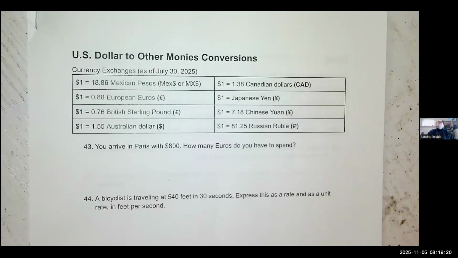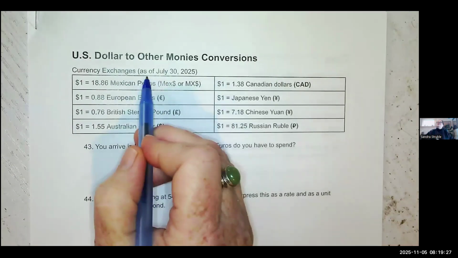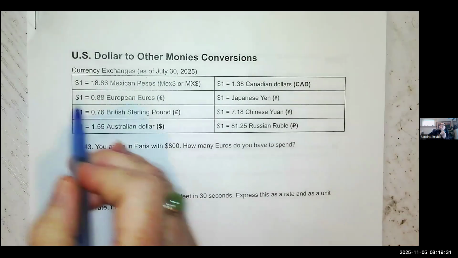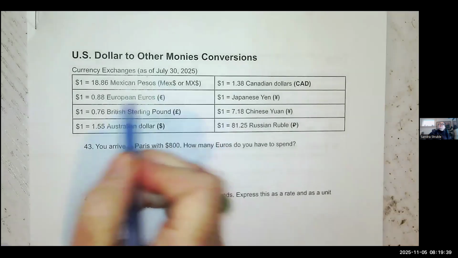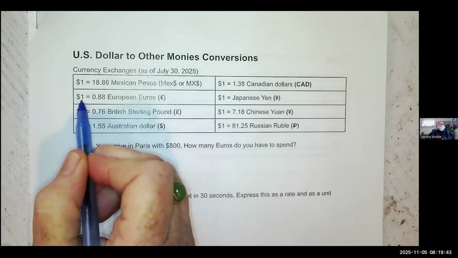Okay, now we're going to talk about US dollars to other monies, and I do update these conversions every semester. So this is the current one. One of the things you need to understand, let's just look at euros to begin with. Which one is worth more, the dollar or the European euros? Well, it takes less European euros to make a dollar. So the euros are worth more than the dollar.